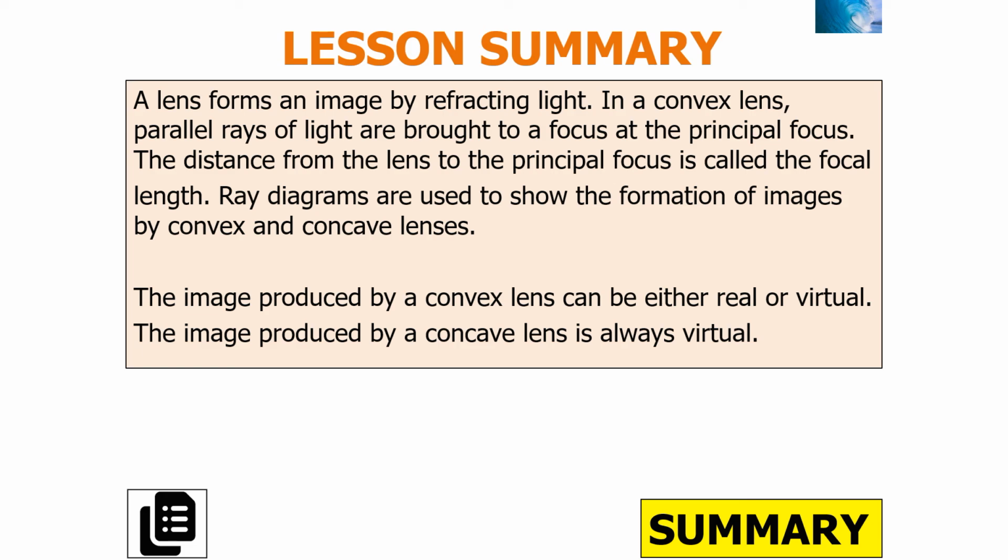In a convex lens, parallel rays of light are brought to a focus at the principal focus. The distance from the lens to the principal focus is called the focal length. Ray diagrams are used to show the formation of images by convex and concave lenses. The image produced by a convex lens can be either real or virtual, but the image produced by a concave lens is always virtual, because one of the lines is always imaginary.